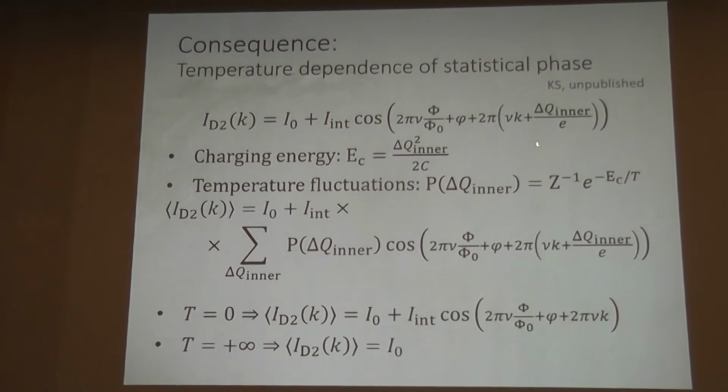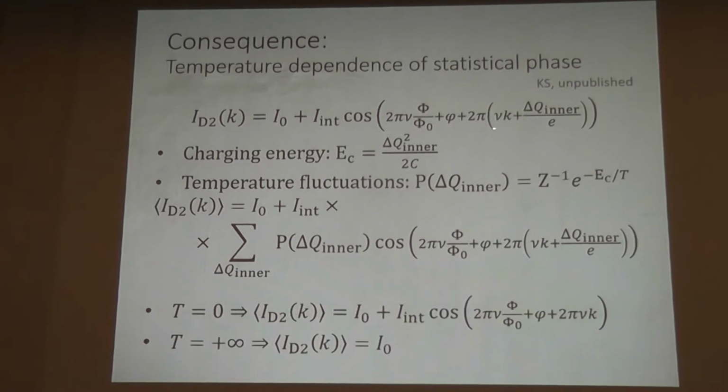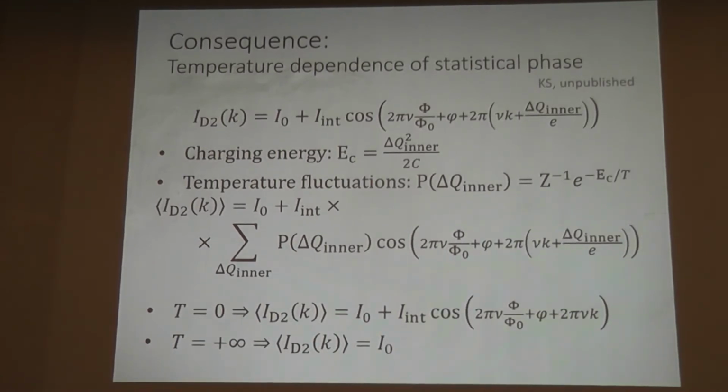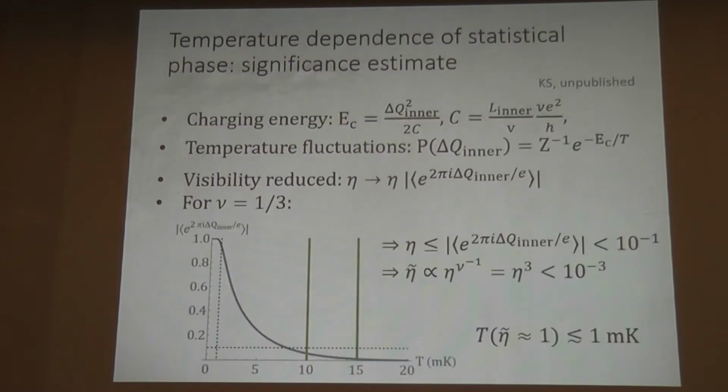So if one puts that formally, I have some charge fluctuation at the inner edge, and the kth quasi-particle that comes feels not the phase it's supposed to feel, but some other, and the fluctuations are governed by temperature, so I get some current averaging. And obviously, at infinite temperature, the cosine will get averaged to 0, and I will get no interference at all. At zero temperature, I will get the result of solution 1. And at finite temperature, I will get something in between, so in principle, that can explain the experimental observations.